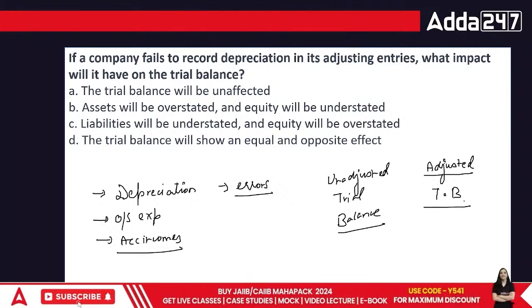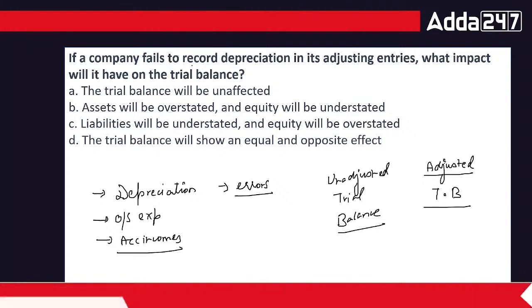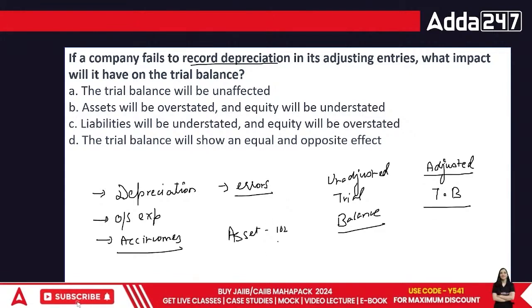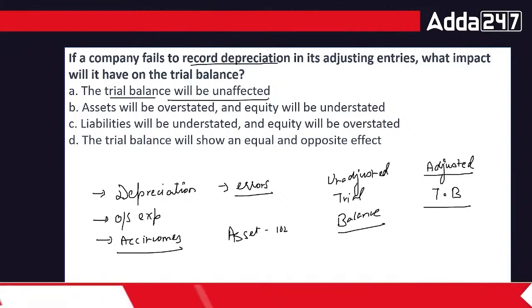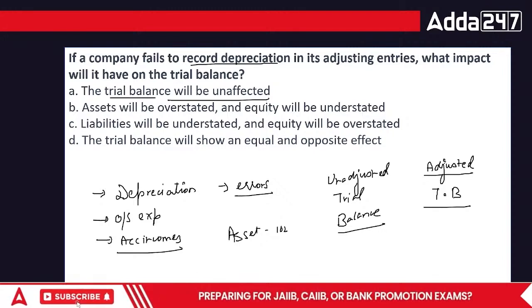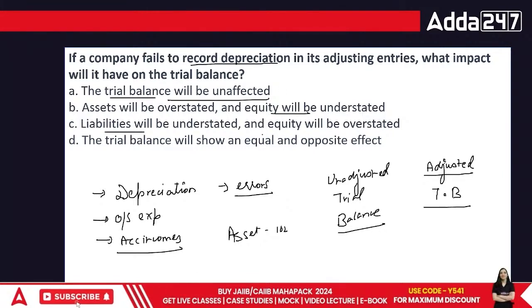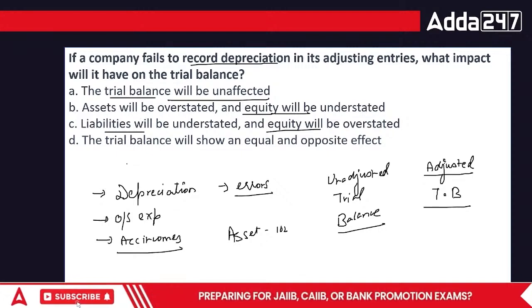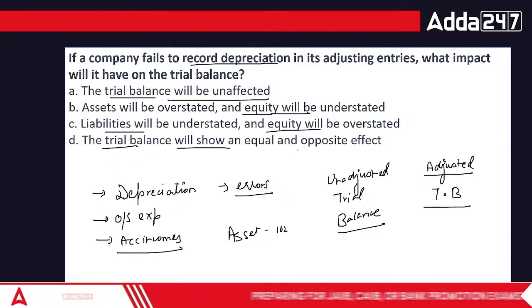So they prepare this particular statement. If the company fails to record depreciation, what is happening? On your asset side, what will happen? My asset is still shown at 10 lakh while the depreciation was of 2 lakh. So the trial balance will be unaffected, but assets will be overstated, equity is overstated. Equity here means capital, everyone. The other name of equity is capital. The trial balance will show an equal or opposite effect.